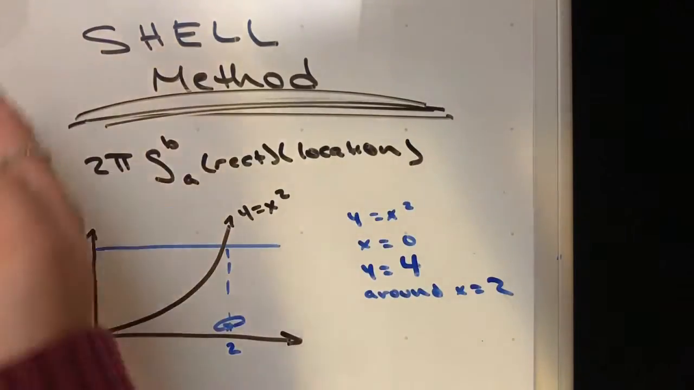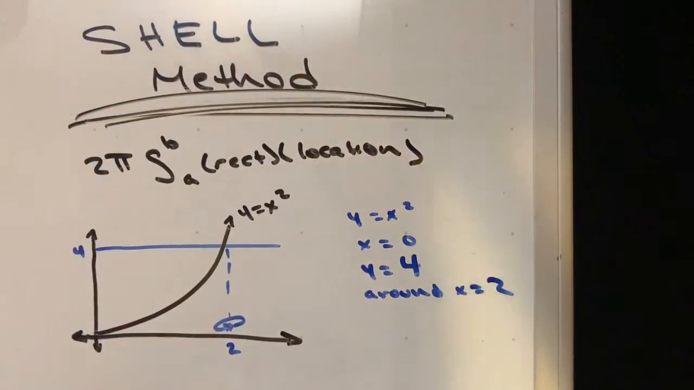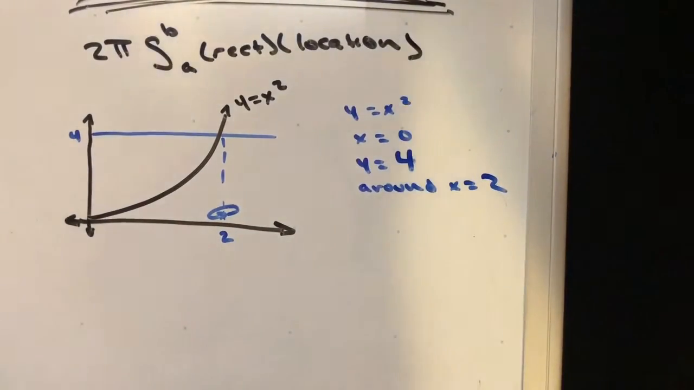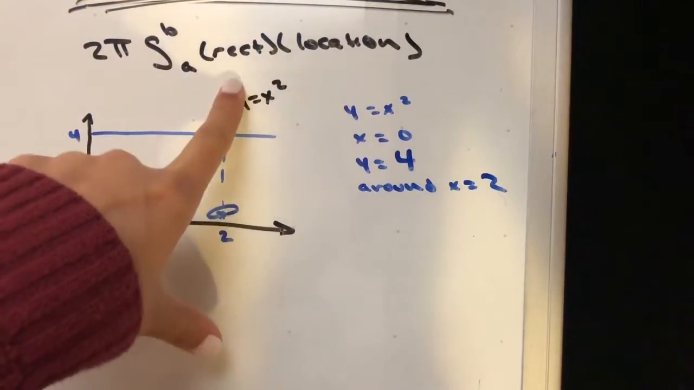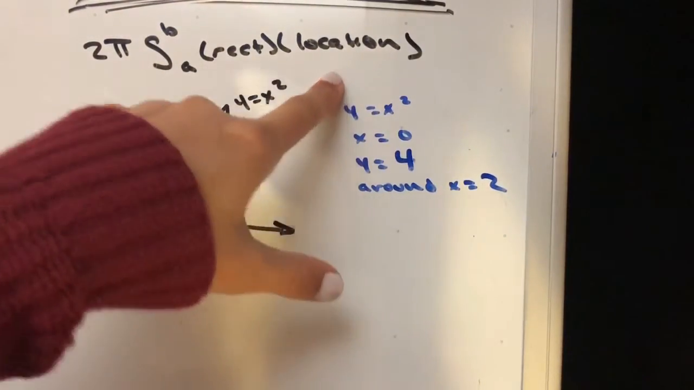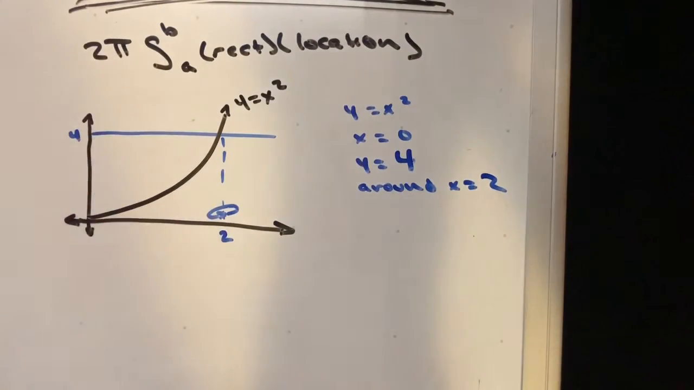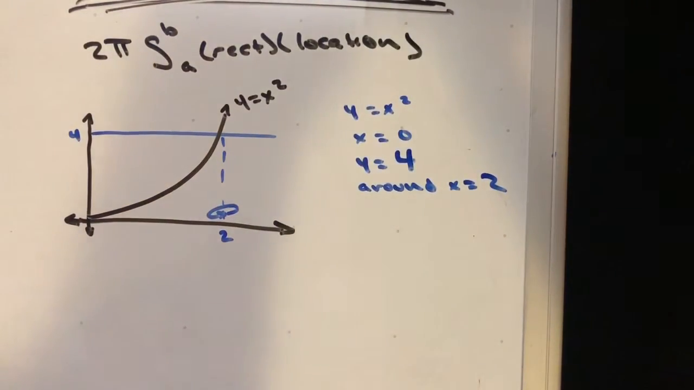Guys, in this video we're doing shell method. So I wrote down to start the basic thing. As you can see, it's pretty different from disk method. It is 2 pi, and then we're going to be doing the rectangle and the location of the rectangle and multiplying those together and taking the integral, and that's what's going to give us the volume. So let's start off, jump right in.